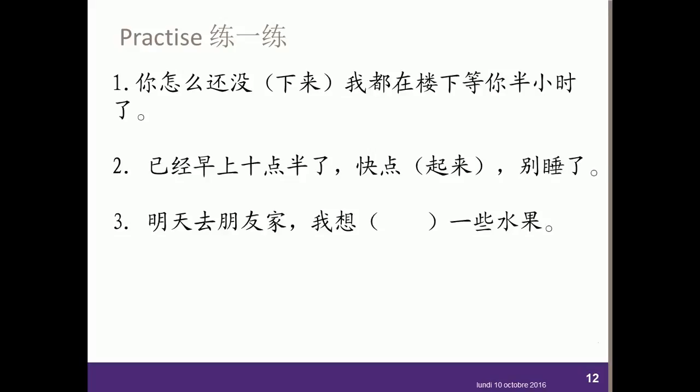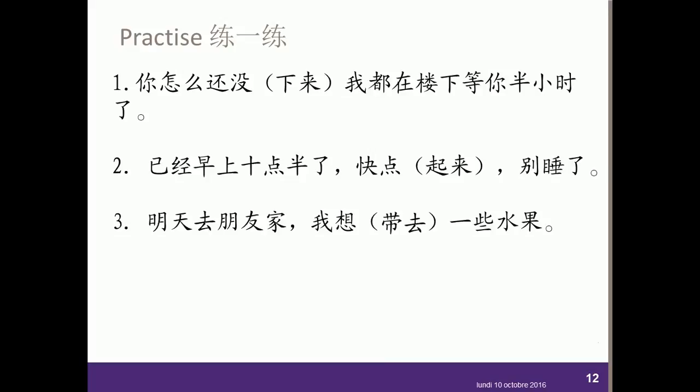Alright, number three. 明天去朋友家，我想什么一些水果。So before you do this, consider where the speaker is now. He or she says, tomorrow going to a friend's house. Going, 去. Pay attention to this one. So now, which means today, I'm still in my own house. If I want to use the verb bring, to bring over some fruits will be 带去. Correct. Good job.